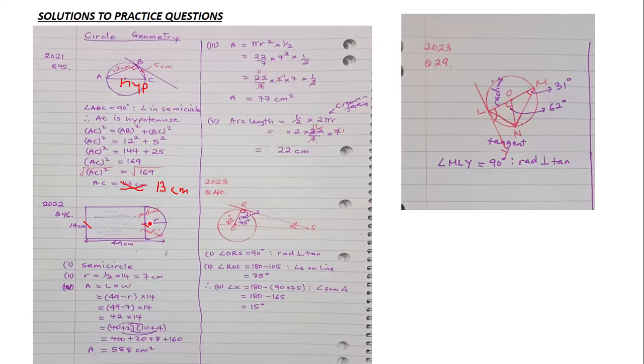This radius is the same length as this radius, since all the radii are equidistant from the center of the circle to the circumference. So the radius here, which is from this point to this point, is 7.